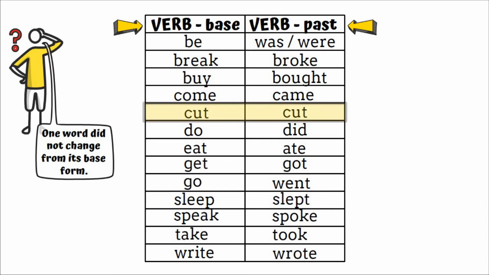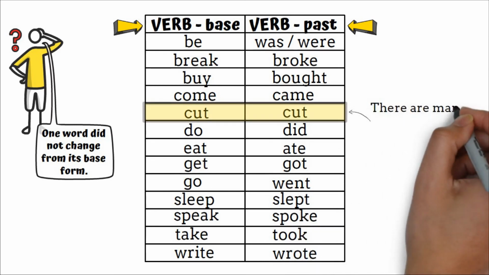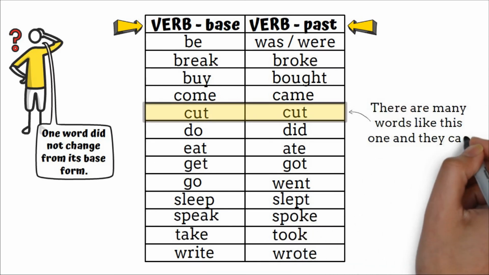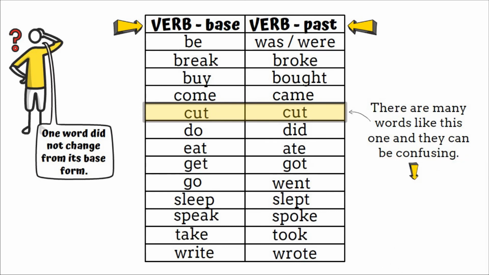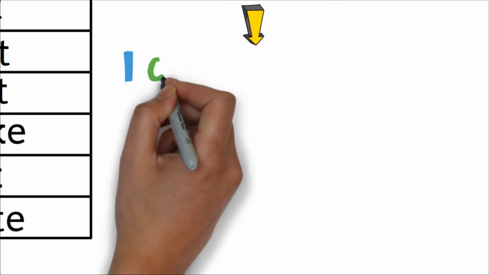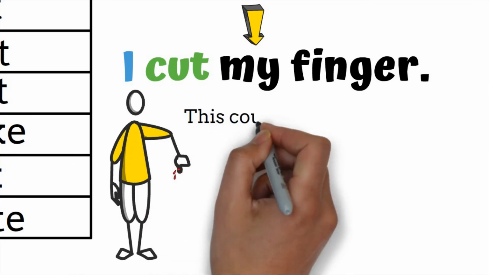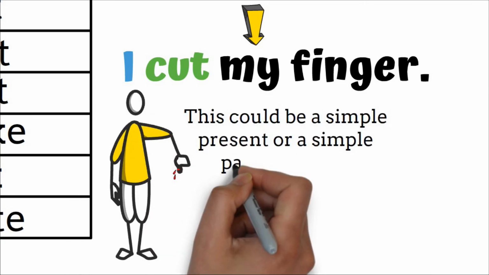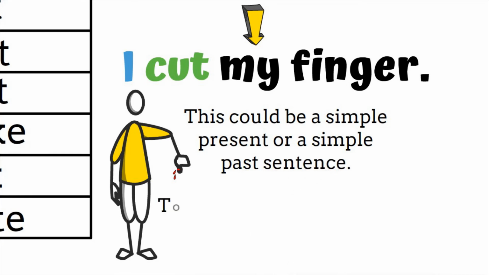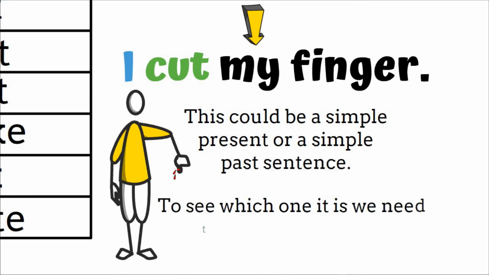It's the word cut. There are many words like this, and they can be confusing. See the example below. I cut my finger. This could be a simple present or a simple past sentence. To see which one it is, we need to know the context.